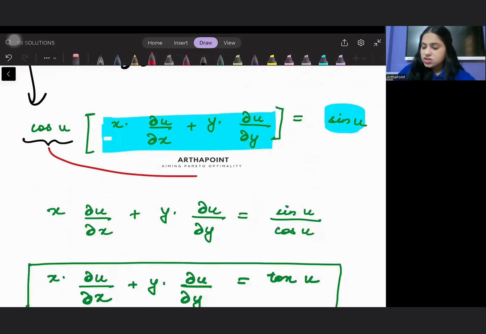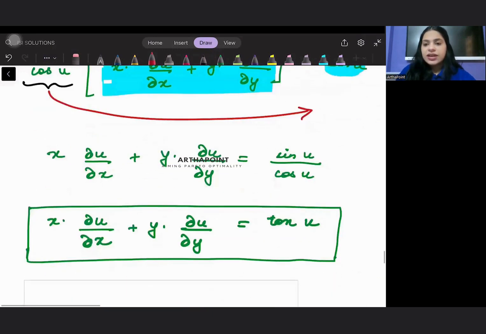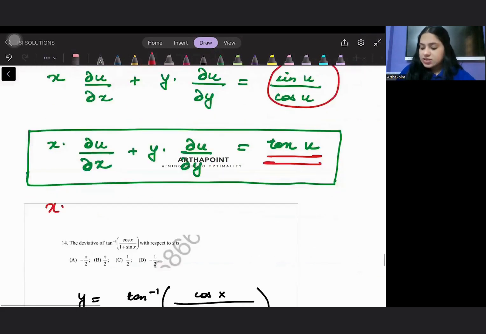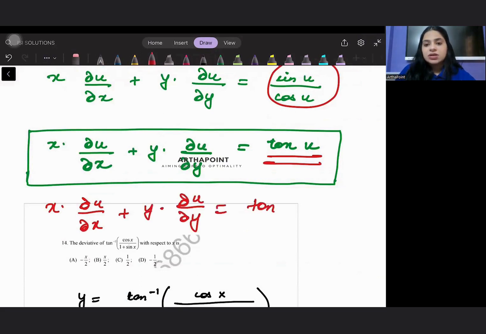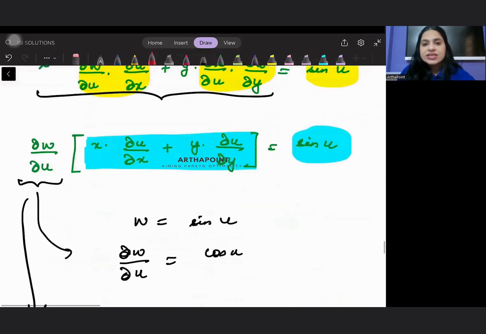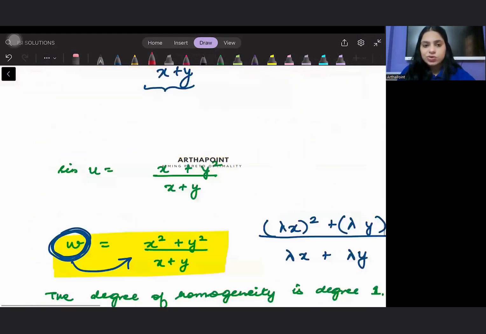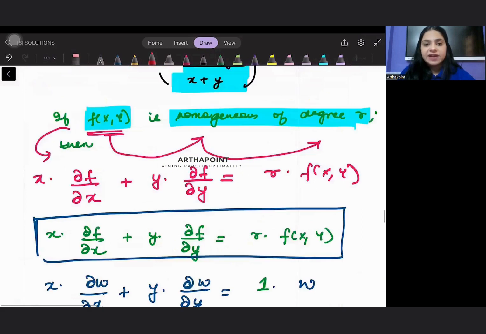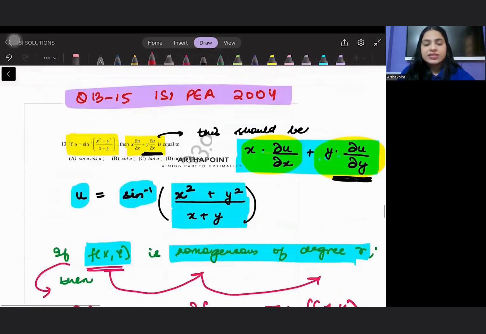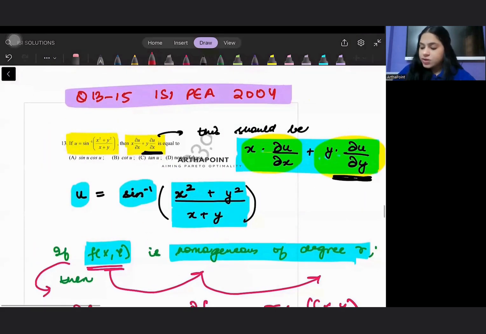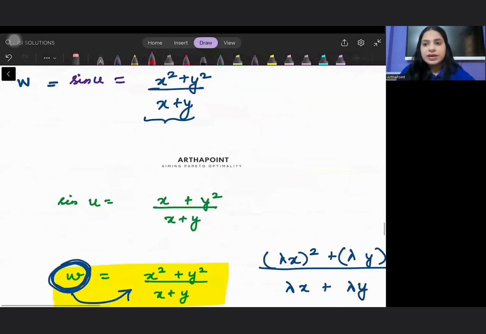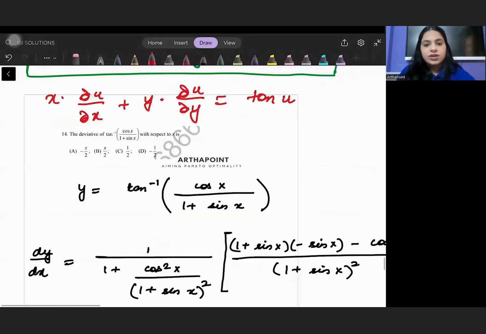And then I can take this on the other side and I will be getting sine u by cos u, which will be nothing but tan u. So I will be getting x del u by del x plus y del u by del y as nothing but tan u. And this is exactly what was asked in the question. So we had to find the value of x del u by del x plus y del u by del y. So the correct answer to this question will be tan u. Okay, beta, come to the next question.